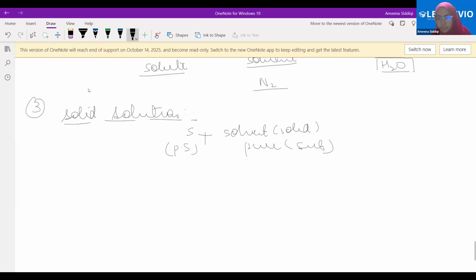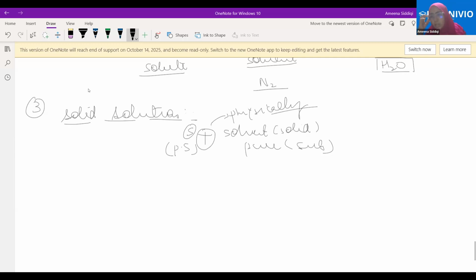Mithun, what will be the nature of bonding here, between a solute, which is a pure substance, and a solvent, which is a pure substance? Physical bonding. Good. Therefore, they would be mixed physically.